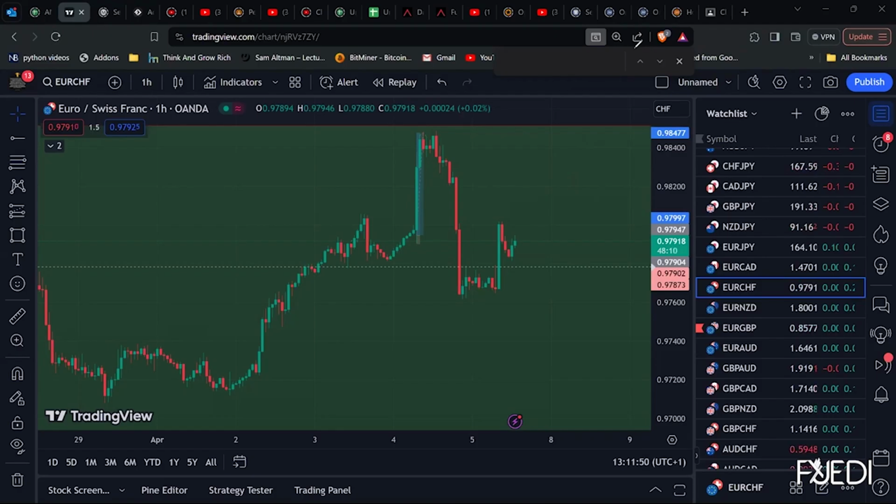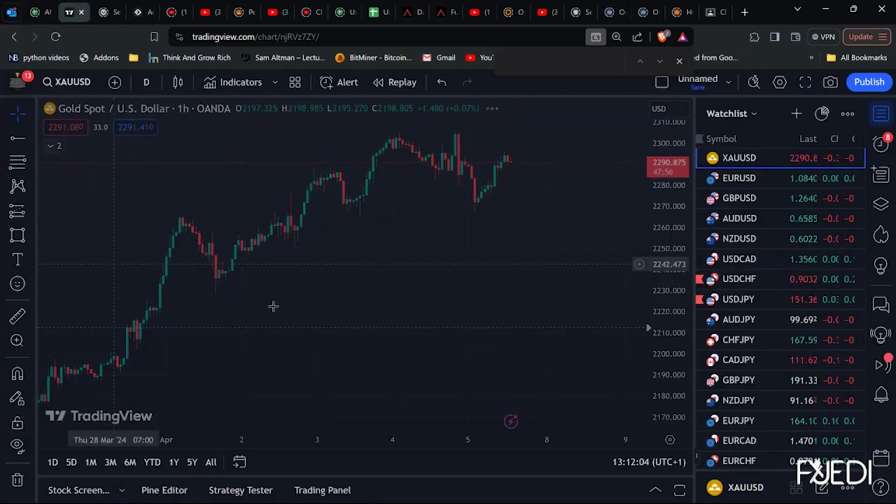Somebody, Ibrahim, is asking if this strategy will work on gold. It will work on every single instrument. Let's give it a try. Let's just jump over to gold and see if we can do the same thing. So XAU USD, and let's go up to the daily time frame and identify direction.